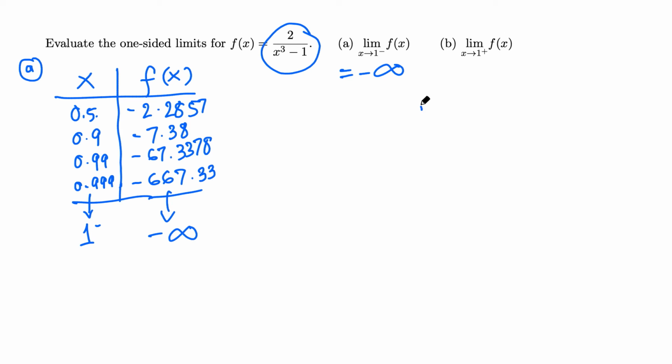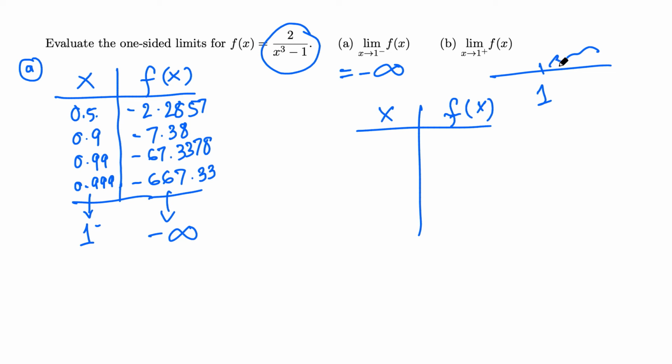So make another table. Here is x, the function, same function. Here now we are approaching 1 from the right side. So I want to take numbers close to 1: 1.5, come closer, 1.1, 1.01, 1.001. Now plug these numbers into this function.